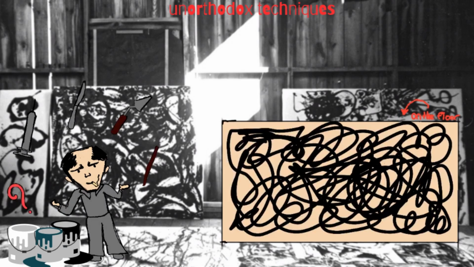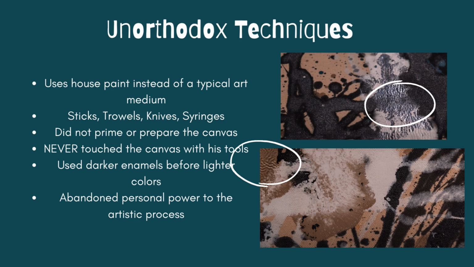In Autumn Rhythm, Pollock breaks tradition in almost every aspect. Along with a typical paintbrush, he used sticks, trowels, knives, syringes, and many other unorthodox tools. He would also put down the black enamel before adding lighter colors, a break from traditional painting that would typically have lighter colors on the bottom to layer shades. Pollock does not prime or prepare the canvas in any way.